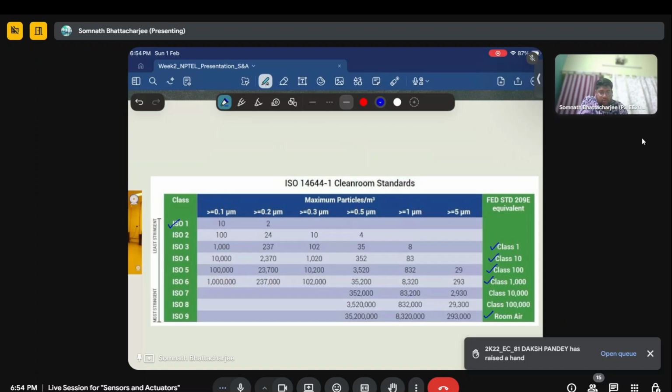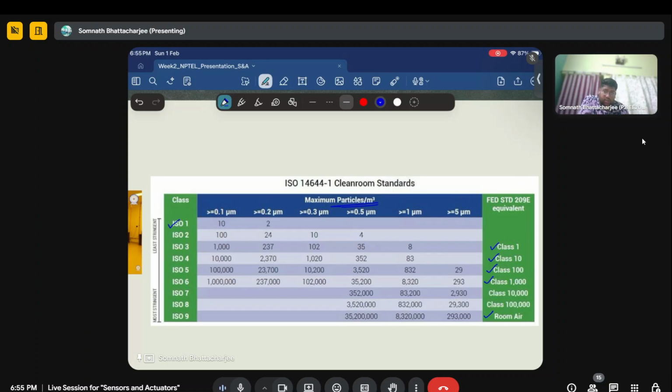When we are describing the clean rooms, what exactly are we scaling it on? The number of particles present there. Inside a cubic meter, what is the maximum number of particles permitted? So let's say you can have 500 particles. If you have less than 500 particles, you can classify it into a clean room.